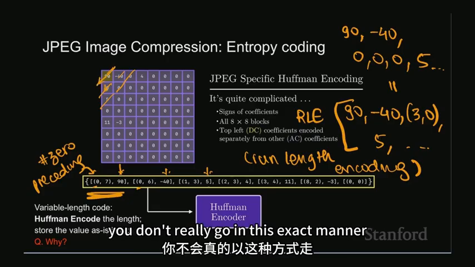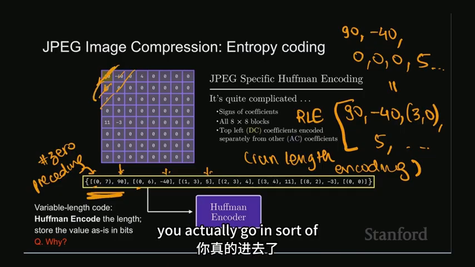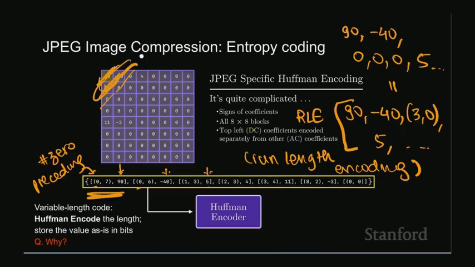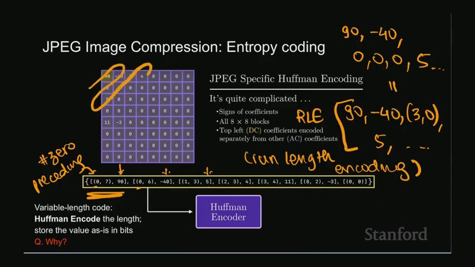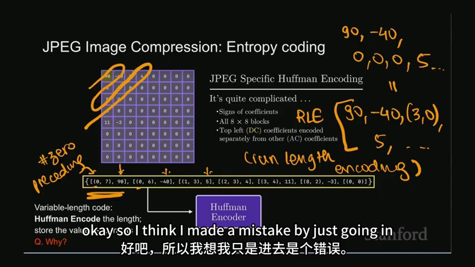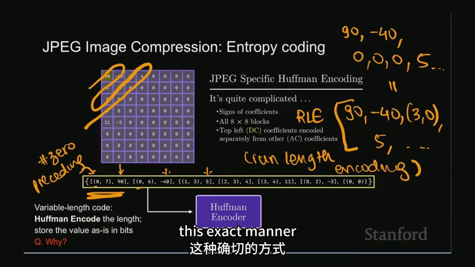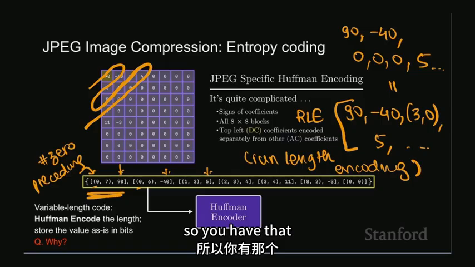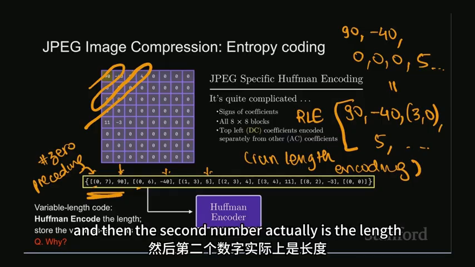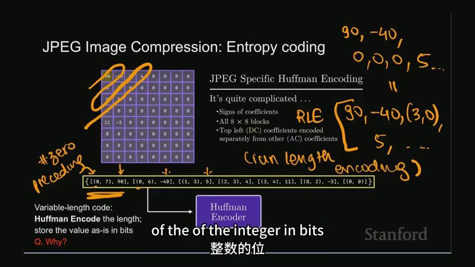You don't really go in this zigzag manner. You actually go in this zigzag manner. Okay, so I think I made a mistake by just going in this zigzag manner, the zigzag manner I showed, but that was just to give you the idea of run length encoding. So here in our example, there is only 1 0 preceding 5. So you have that. And then the second number actually is the length of the integer in bits.